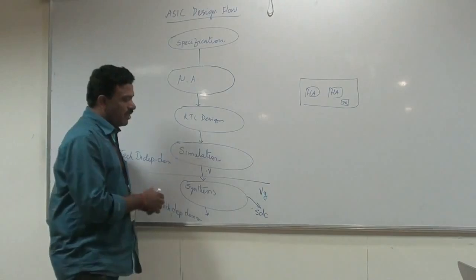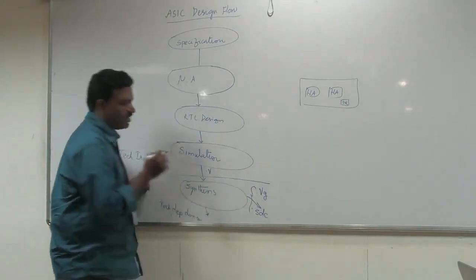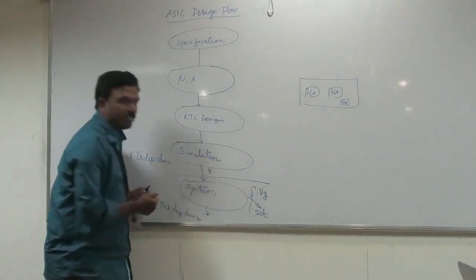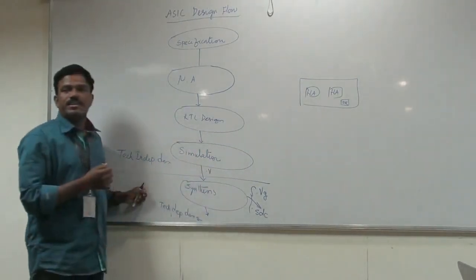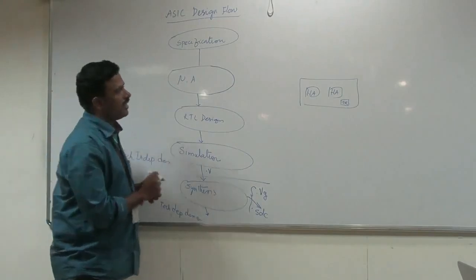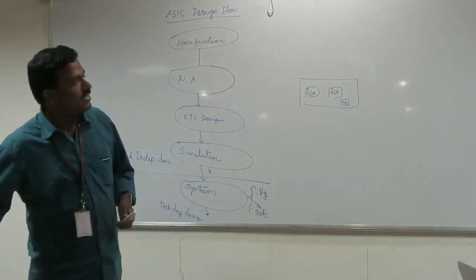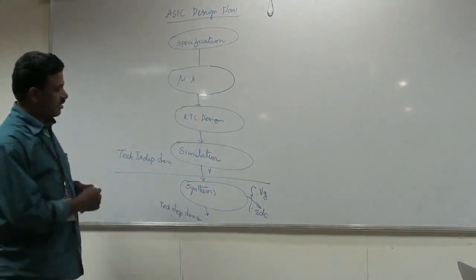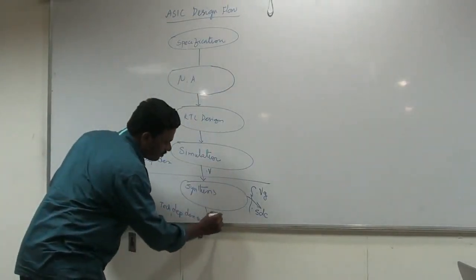Okay, so we have to generate these two files from the synthesis. Once the synthesis is over, gate level Verilog netlist is ready, .SDC is ready, right? Then we need to go to the next stage. That stage is called design for testability. That is called DFT.